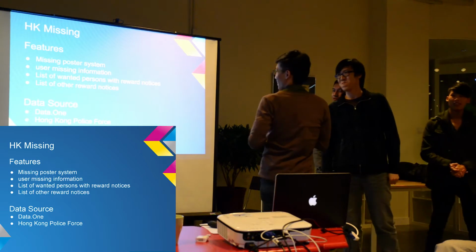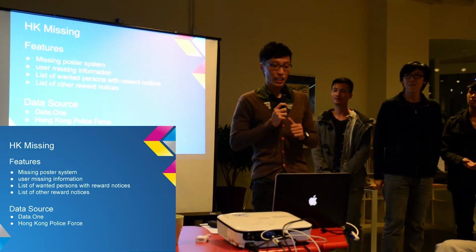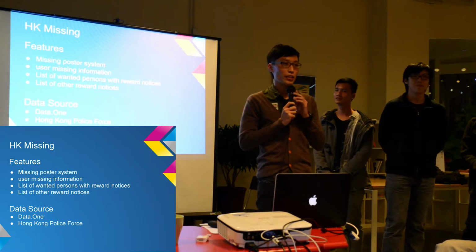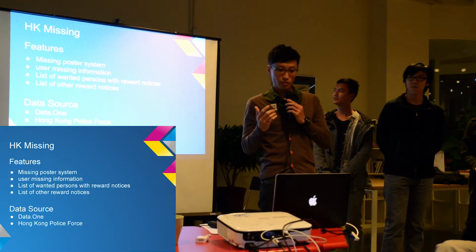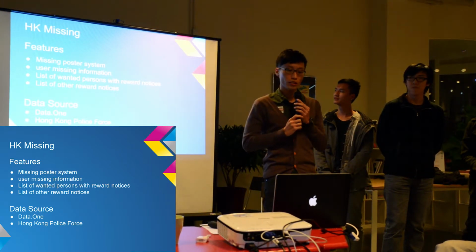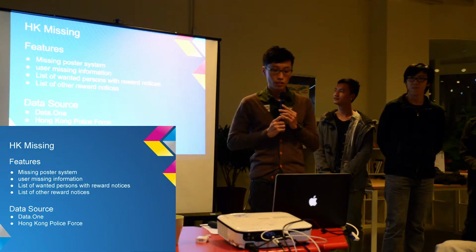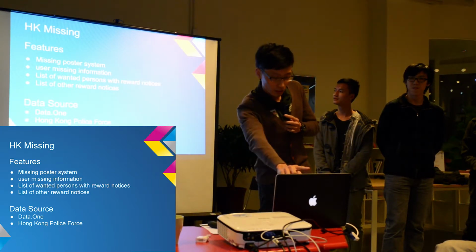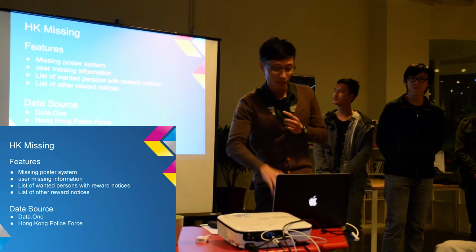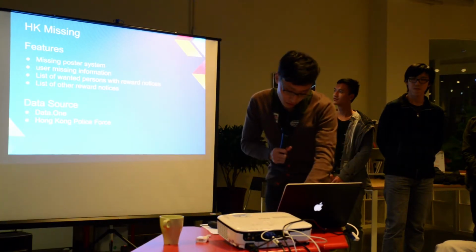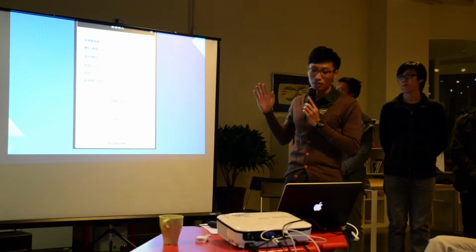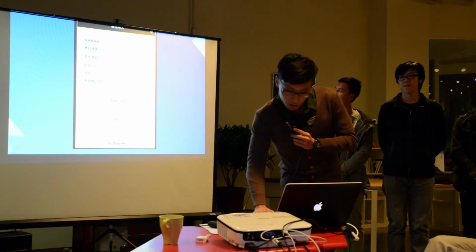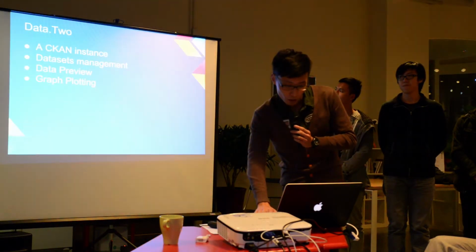Apart from LicenCheck, recently we have developed a new app using the new dataset provided by Data One, which is the list of wanted persons with reward notices by the Hong Kong police force. The main feature we provide is the missing poster system. You may see the alpha version of the mobile app. The graphical interface is like that. We can give a simple demo of it.